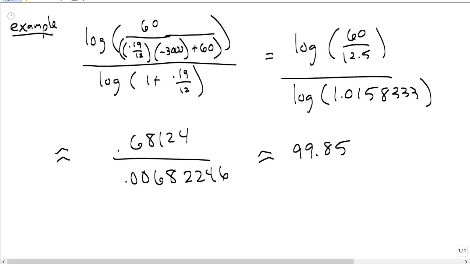This is saying that if you owe $3,000 on a credit card that is charging you 19% interest, compounded 12 times a year, monthly, and you make just the minimum payment of $60, it's going to take you 100 payments to pay that off. And hey, 100 payments of $60 is $6,000 to pay off a $3,000 debt. This is why you've got to pay off more than just the minimum payment. Good luck. I hope this helped.